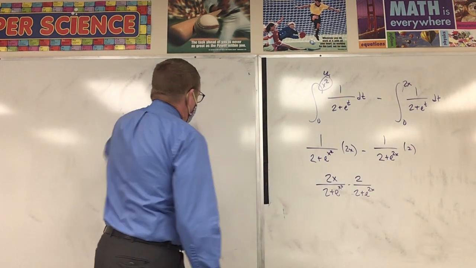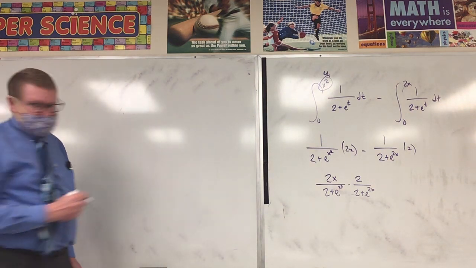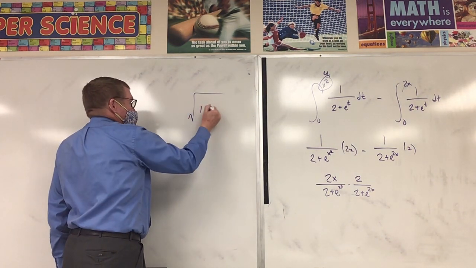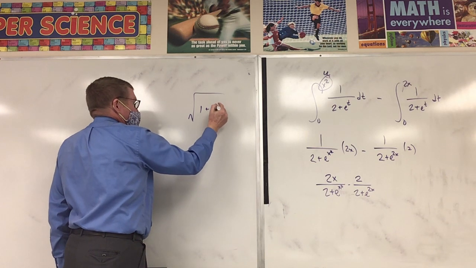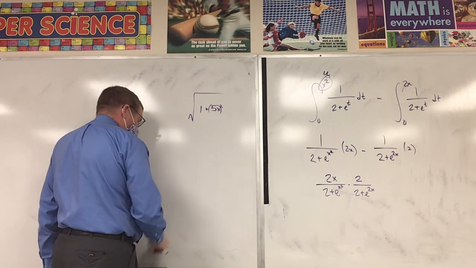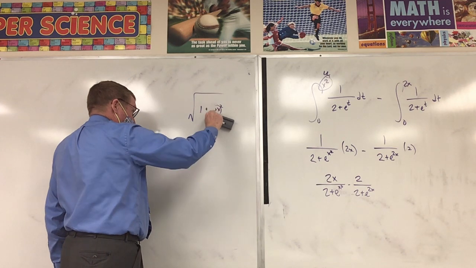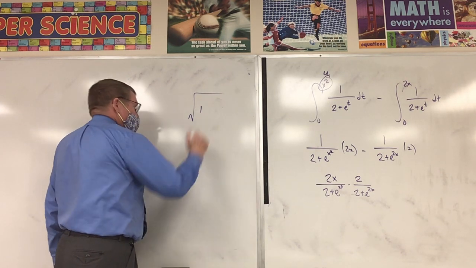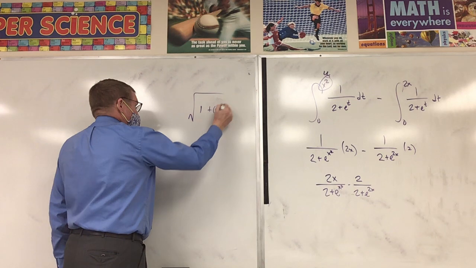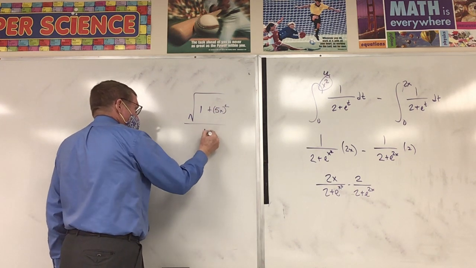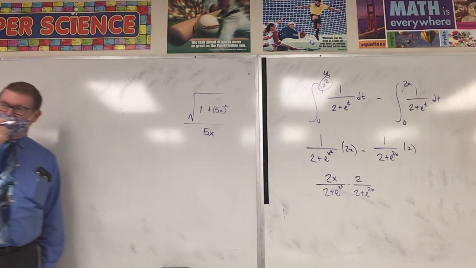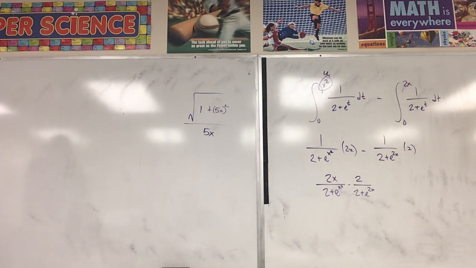Would you get the square root of 1 plus 5x squared over 5x? Is that right? When you say 5x squared, is it 5x squared or is it 5x squared? 5x squared, okay, over 5x. Alright? Now remember, with an x up there, so it's a composite, so what else do you have to do? Or the chain rule, what else did you have to do?